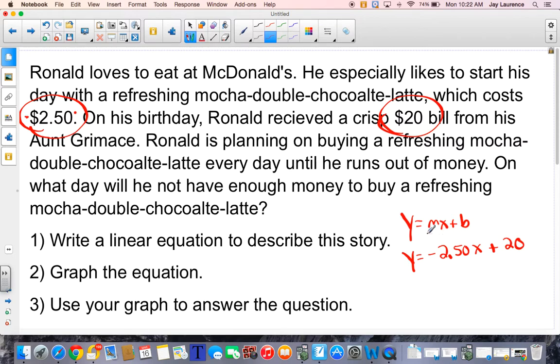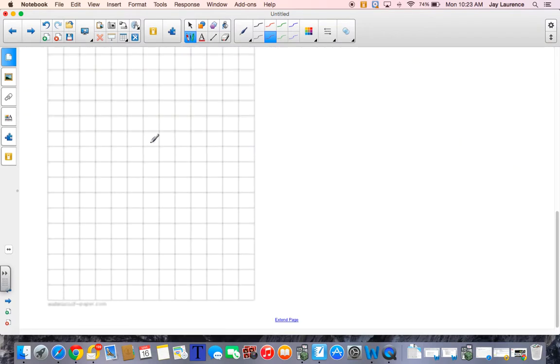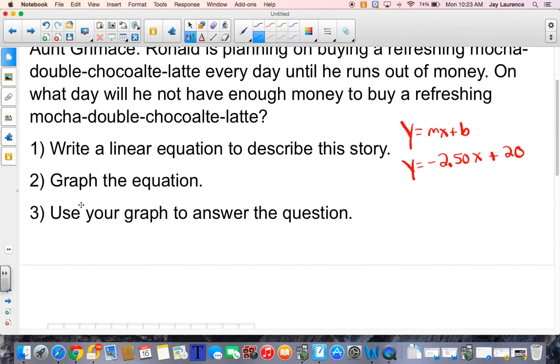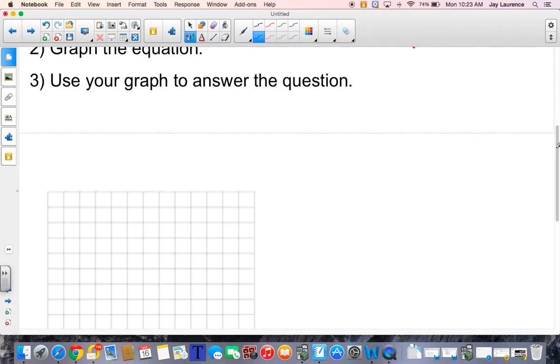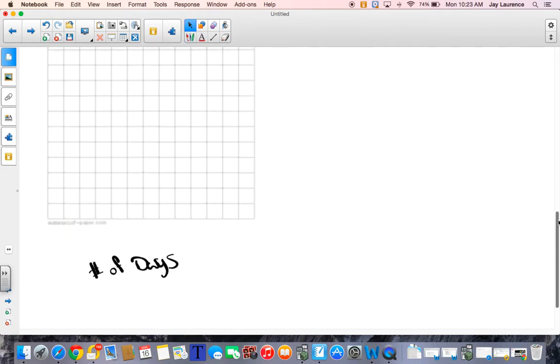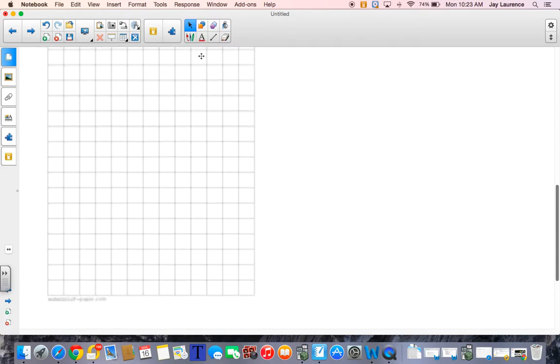Anyway, so now that I've got the equation, let's go ahead and graph it. I'm going to make this, hopefully you can see that okay. This is going to be the number of days. And then on the y-axis, we're going to have the money remaining, right? Ooh, it's going out of control. What just happened there? Number of days and then money remaining. Okay, so let me write that. Money remaining.